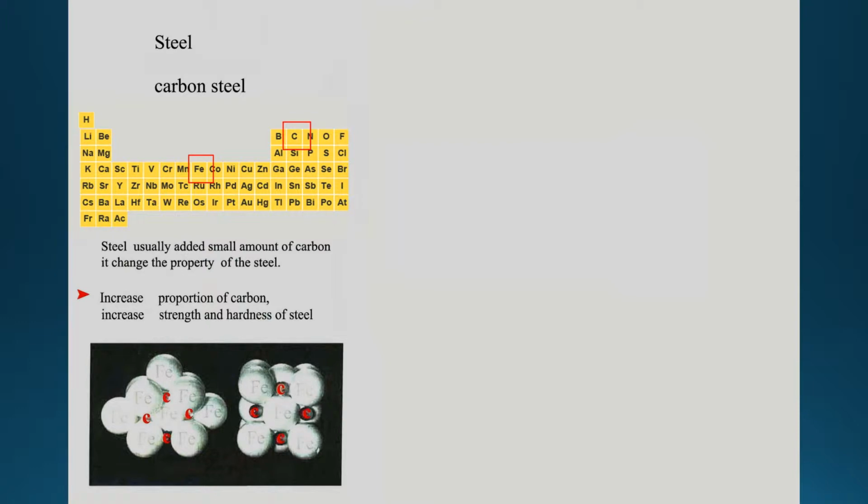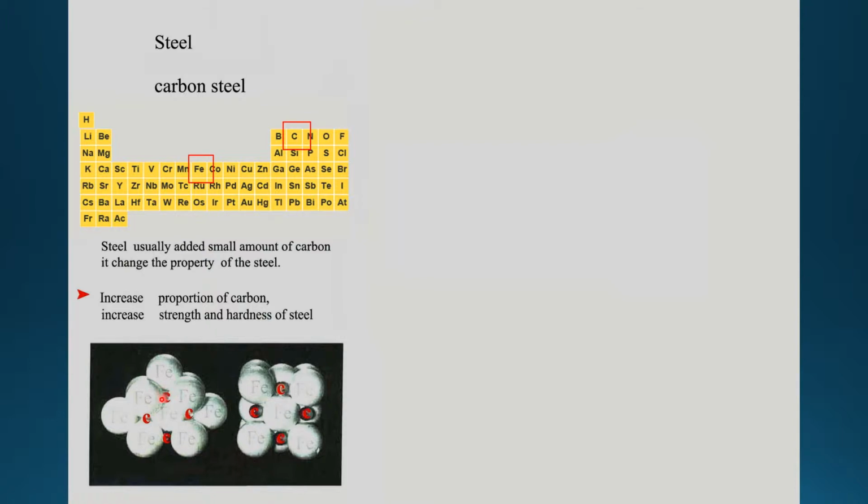Steel, carbon steel. Steel usually has a small amount of carbon added, which changes the property of the steel. And the rule is very simple: you increase the portion of carbon, you increase the strength and hardness of the steel. The reason is in the picture below.